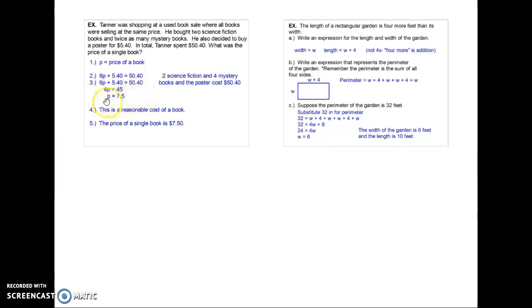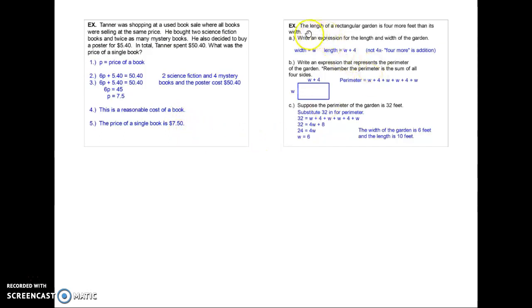Right? Now, it makes sense. A book would cost about $7.50. That's a reasonable price. Okay? Then you have to finish it by writing your final answer in word format, so the price of a single book is $7.50. Make sure that you're using the correct markings. This is money that you're talking about, so you have to be careful with that. You have to add on the 0 at the end because, again, we're talking about money, so you can't just leave that as 7.5.